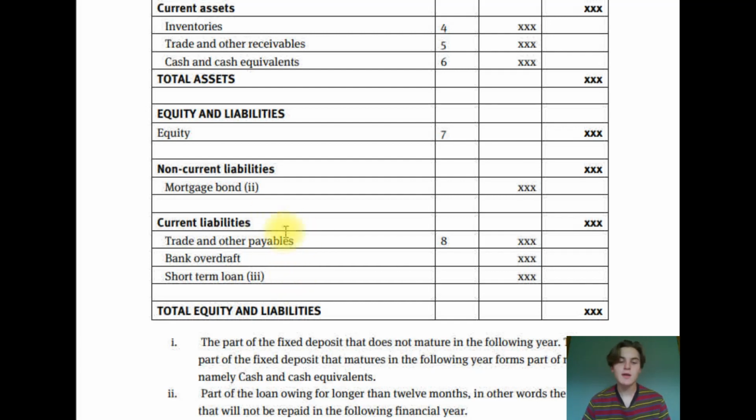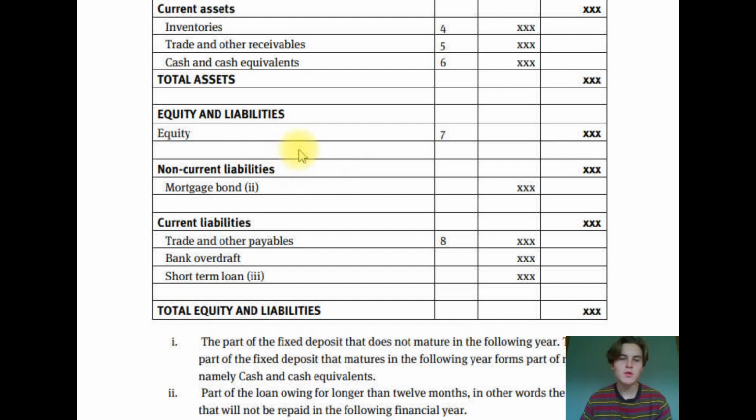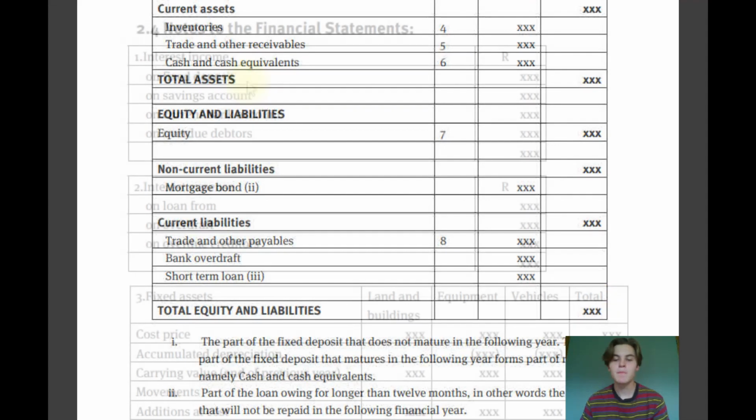And then in order to get our total equity and liabilities, you will add your equity amount, your non-current liability amount, and your current liability amount to get your total equity and liabilities. So I'm quite sure that you guys remember the accounting equation. A is equal to O plus L, so assets is equal to owner's equity plus liabilities. So in this case, total assets must equal total equity and liabilities.